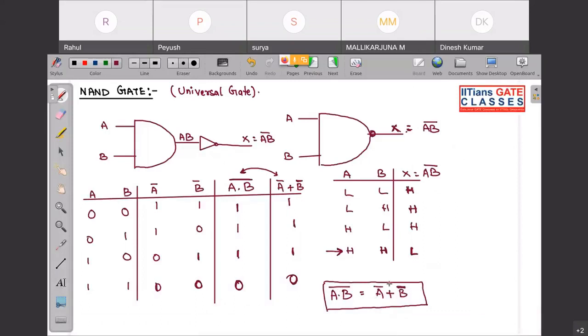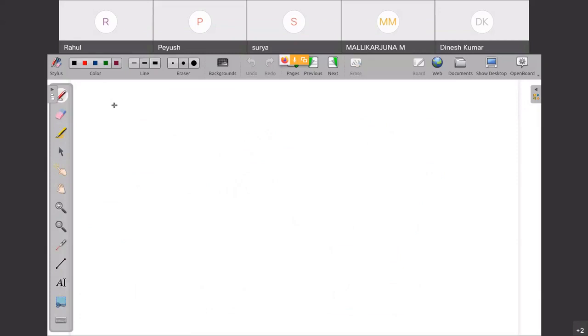Okay, fine. So this is your NAND gate. Now why is NAND gate known as universal gate? Why is NAND gate called a universal gate?